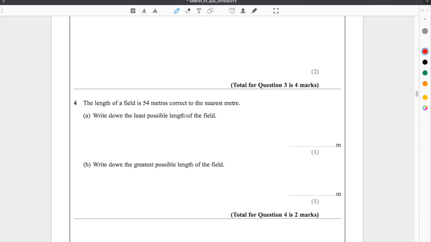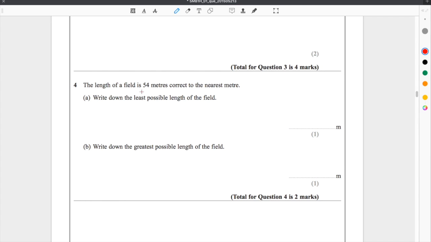So moving on to question 4. The length of a field is 54 metres, correct to the nearest metre. Write down the least possible length of the field. So this question is testing our ability to round numbers, and it's relatively straightforward.